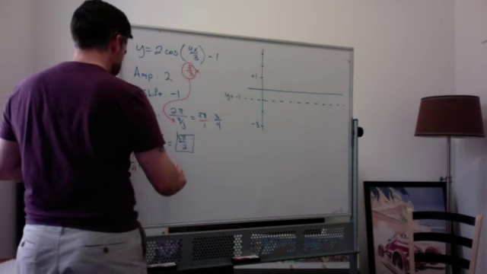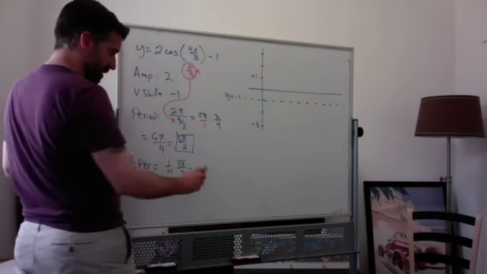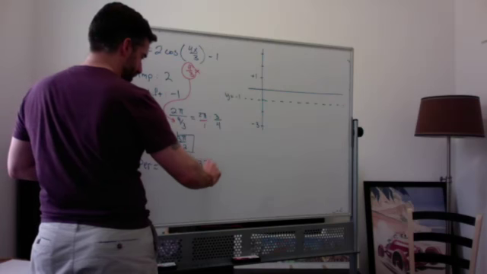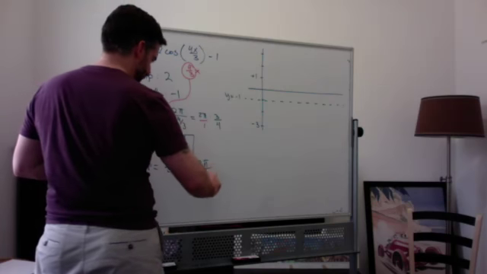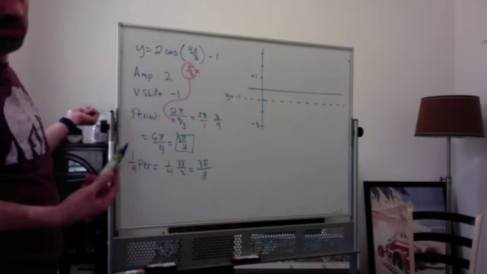And then 1/4 of my period is 1/4 times 3 pi over 2, which just becomes 1 times 3 pi on top, and 4 times 2 is 8 on the bottom. And it doesn't really reduce or anything, it just is what it is.